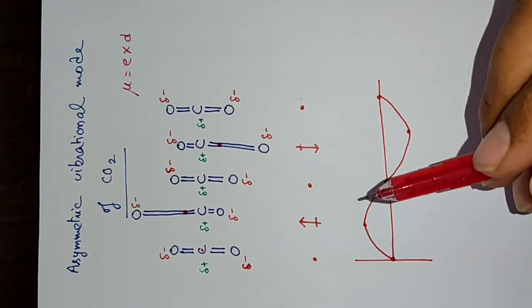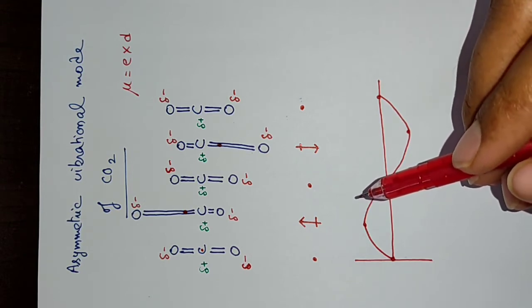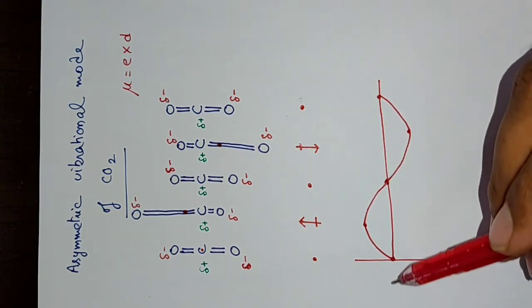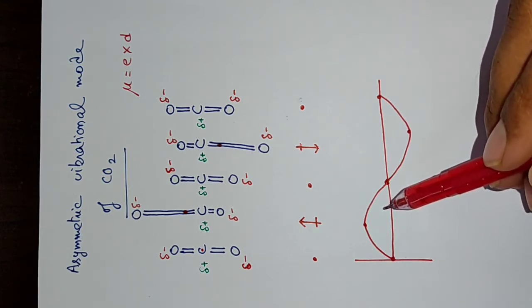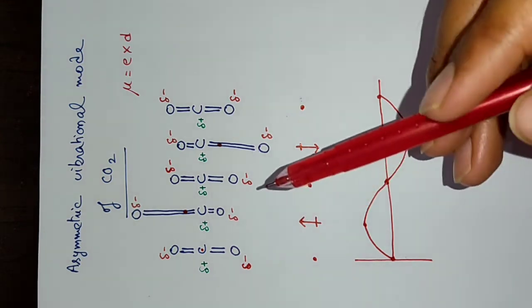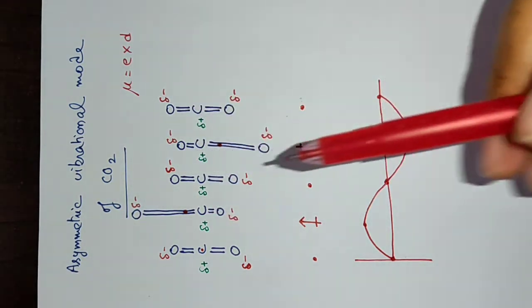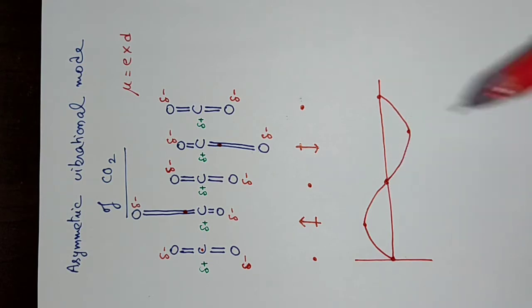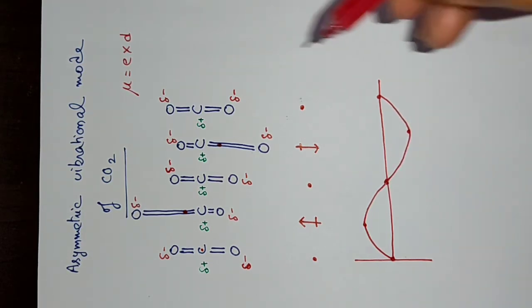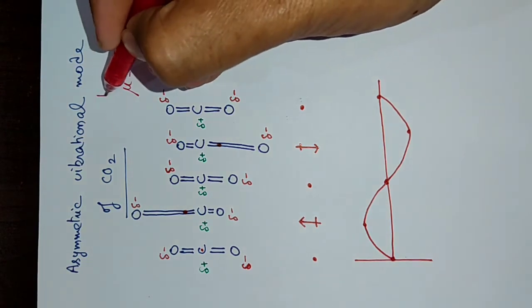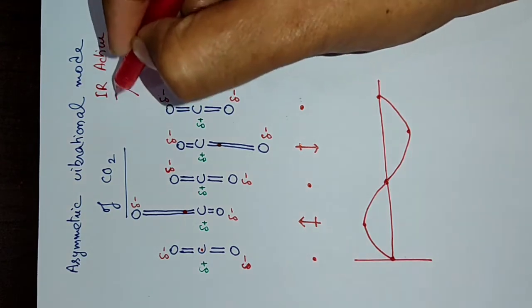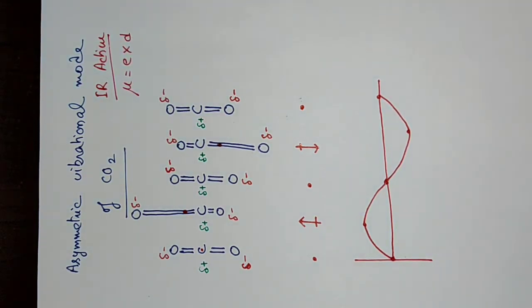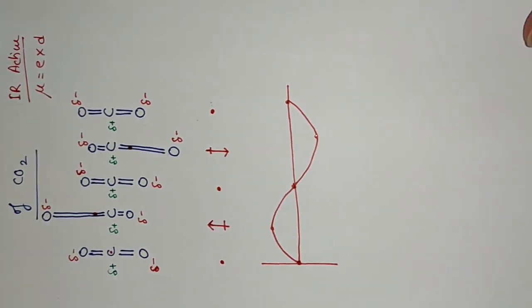This mode periodically alters the dipole moment of the molecule along the direction of propagation of the electromagnetic radiation. Hence, the electromagnetic radiation will interact with the asymmetric vibrational mode of carbon dioxide. So we can say that the asymmetric mode is infrared active. Now, the second case, which is the symmetric vibrational mode.